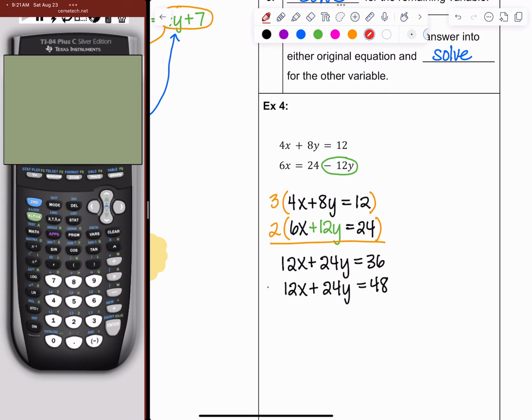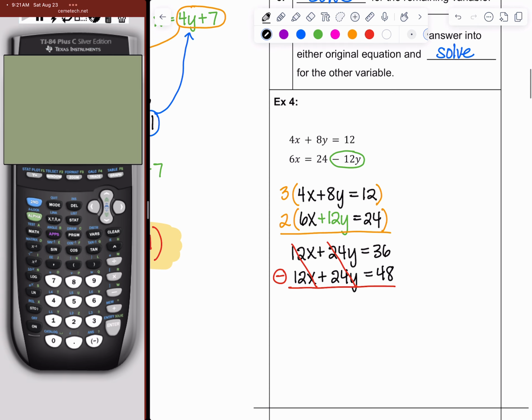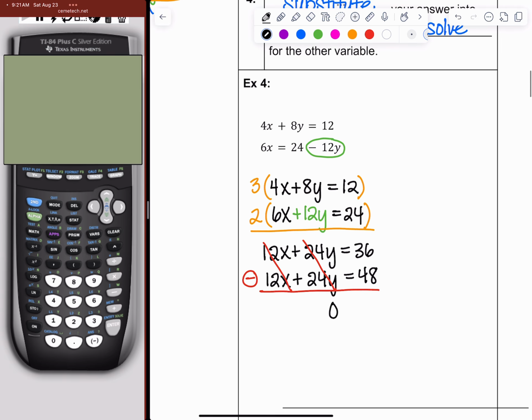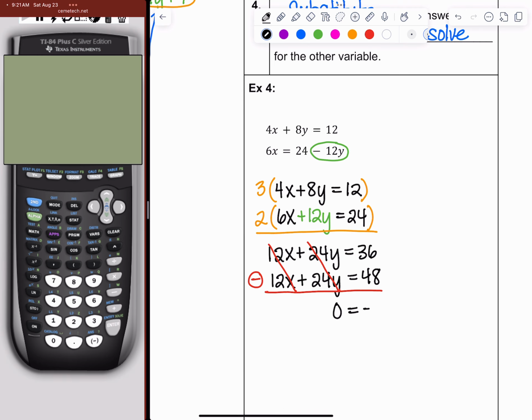And here I will have to subtract to cancel my x's. So I will end up getting 12x minus 12x, that cancels. 24y minus 24y also cancels. So that means that the entire left side is 0. So there's going to be 0 is equal to negative 12. Okay? This is one of the special cases.